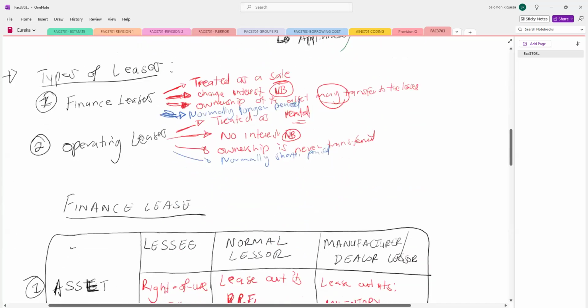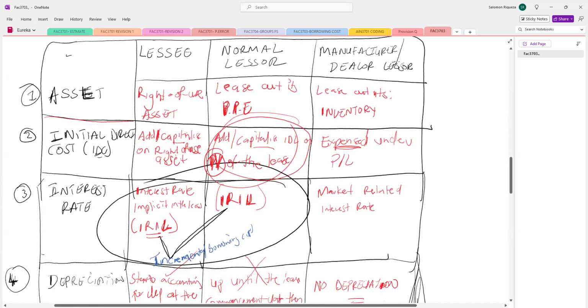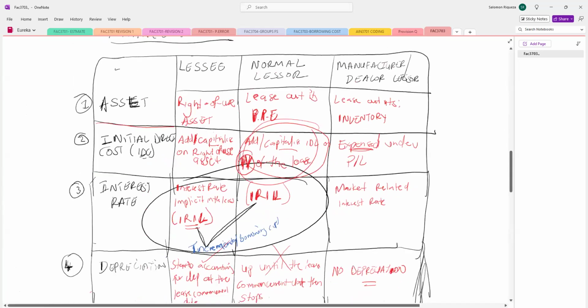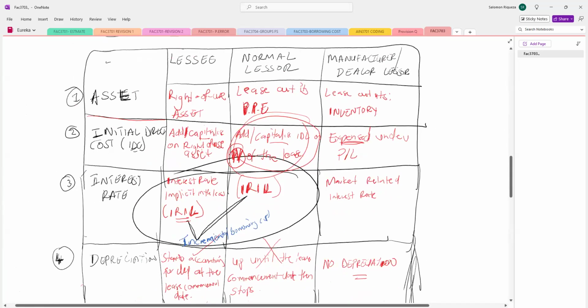The one I want to talk about is this. There's the table. I know I wrote over it and everything. This table is very important. So this table tells me what happens to my assets. Like if it's a lessee, I'm going to have a right-of-use asset. I create one. If it's a normal lessor, I'm leasing out, so I have to derecognise my assets. If it's a manufacturer or dealer lessor, I'm leasing out what? Inventory, not PPE, but inventory. Do you see?